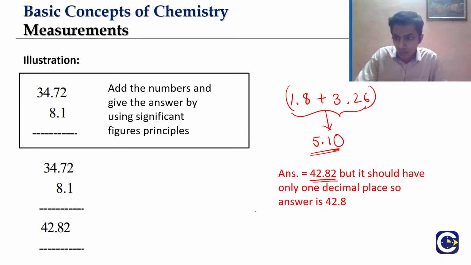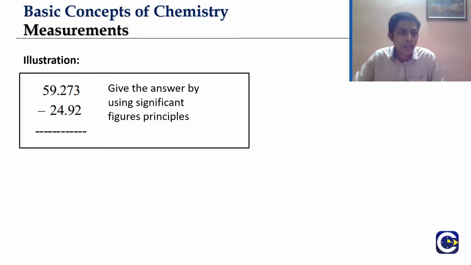Very good. Do this. Let's try. For 59.273 minus 24.92, tell me the answer quickly. Let's see, Ridhishri or Sarayu or Jagdish. I don't know if Jagdish is there or not. Did he leave?